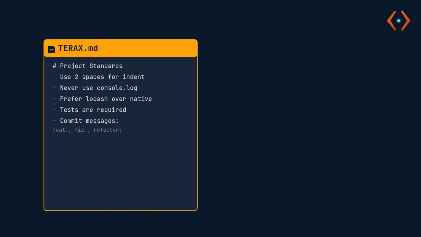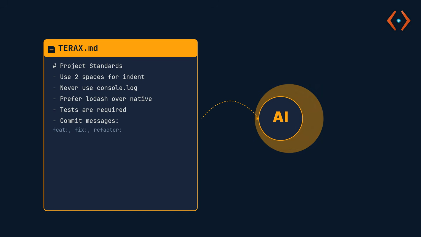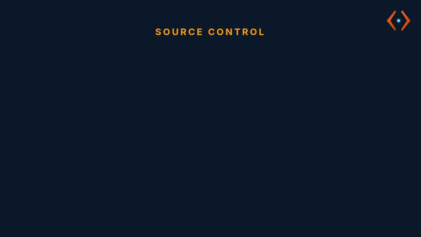Zero context switching. One big problem with AI assistants is short-term memory. Every new chat forgets who you are. TERAX solves this with a TERAX.md file. Put your project standards in there. Use 2 spaces. Never use console.log. Prefer Lodash over native. The AI reads it every session. It remembers.